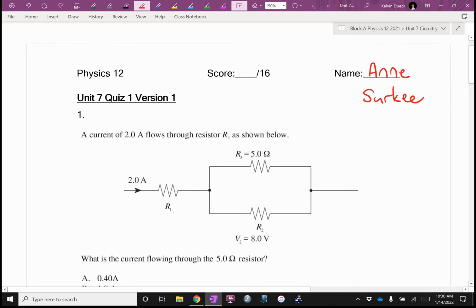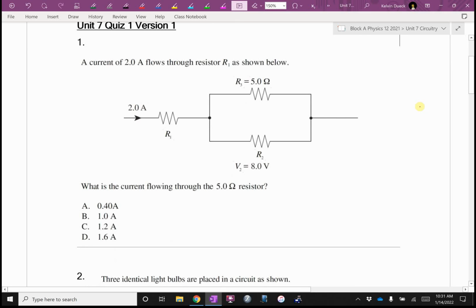Number 1 says this: a current of 2 amps flows through a resistor R1 as shown below. Gotcha. What's the current flowing through the 5 ohm resistor? Well, I thought maybe I can combine the... Oh, wait a minute. They told me how many volts are right there. How many volts are right there? So from here to here, how many volts do I lose?